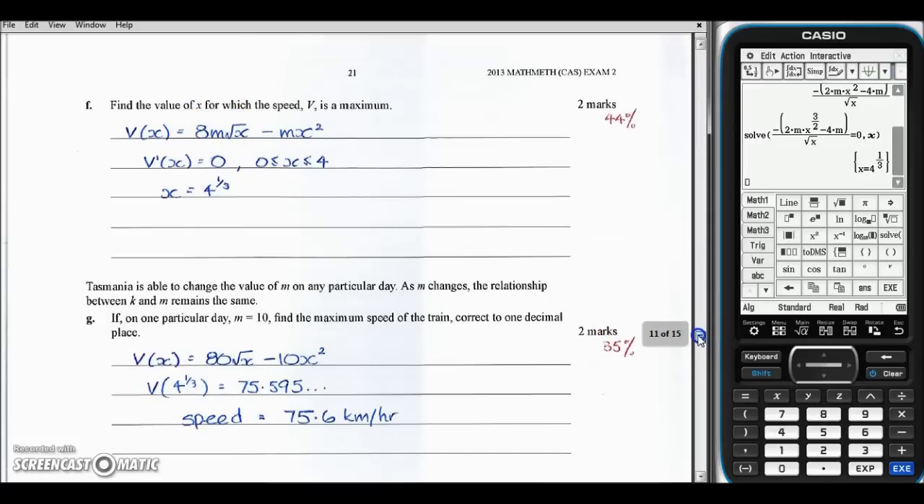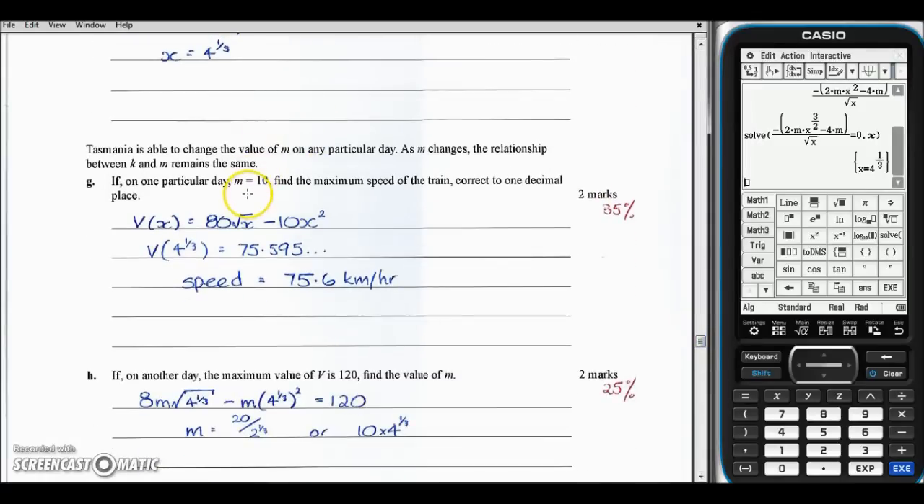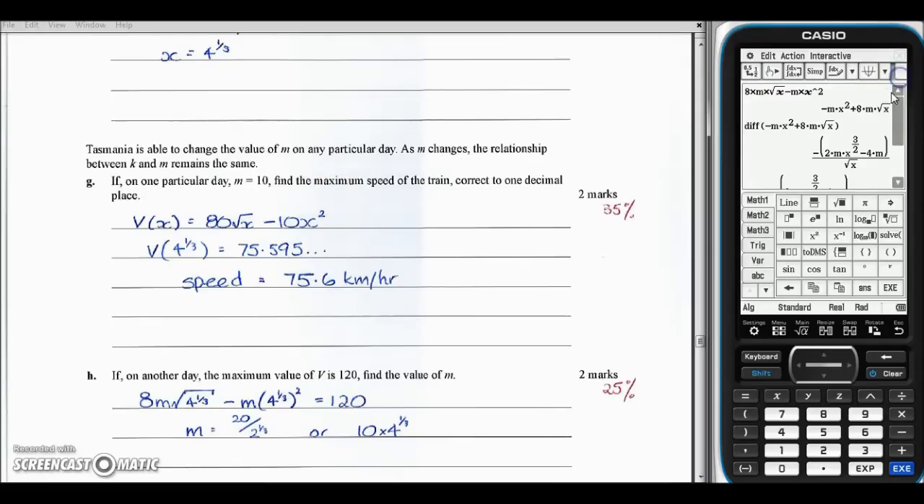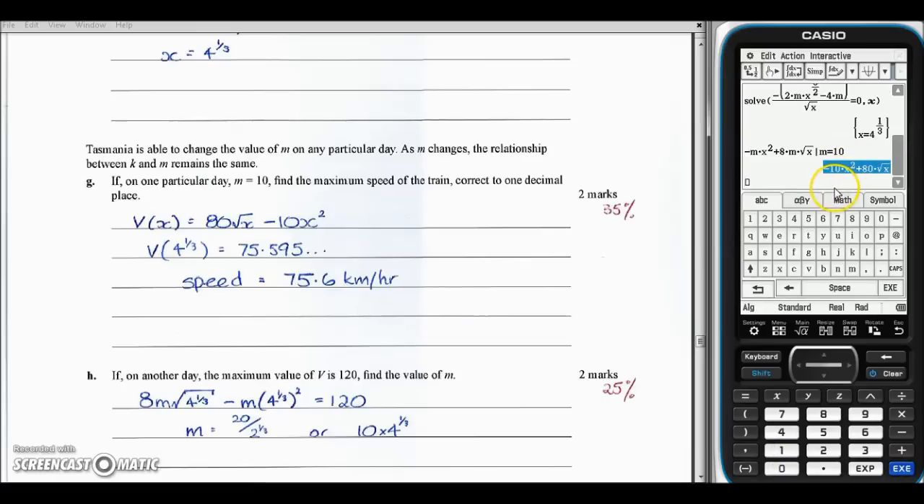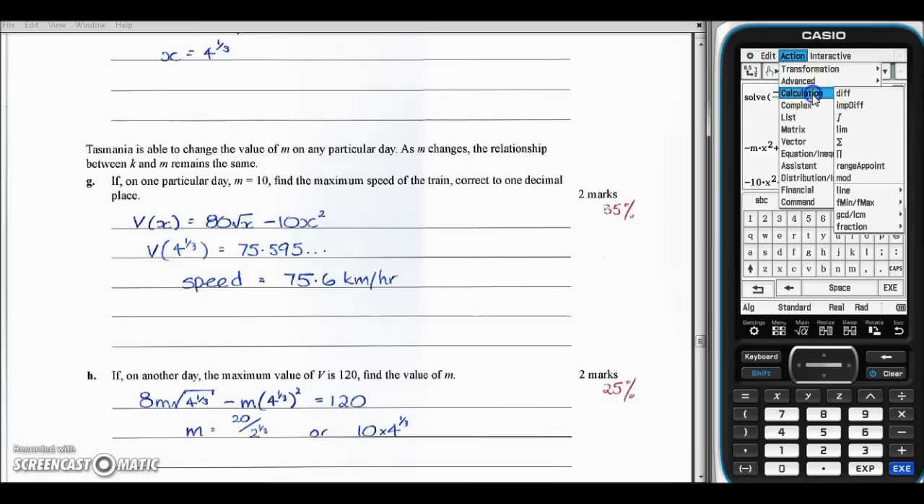Okay, so now we're told that on a particular day m is equal to 10. So now find the maximum speed of the train. My function is up here still. So we might just type that in again and sub in that m. It's not difficult to do this by hand, by the way, but let's just make sure we're right. So what happens if m is equal to 10 and the function looks like this? And now let's find the maximum speed. And actually f max should work now. So let's see.